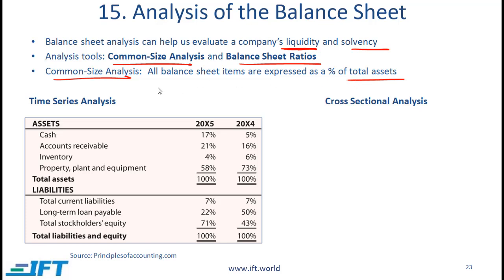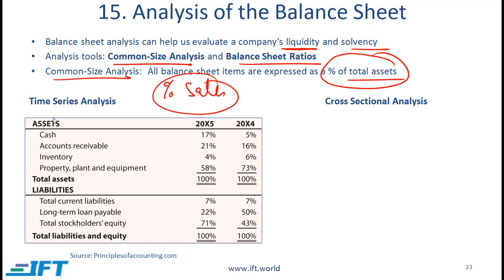With the income statement, all items were expressed as a percentage of sales. Here, all items are expressed as a percentage of total assets. What you are looking at here is a time series analysis, and note that cash 17% means that for the year ending 2005, the cash amount is 17% of total assets, accounts receivable is 21% of total assets, and so on. Similarly, total current liabilities are 7% of total assets.